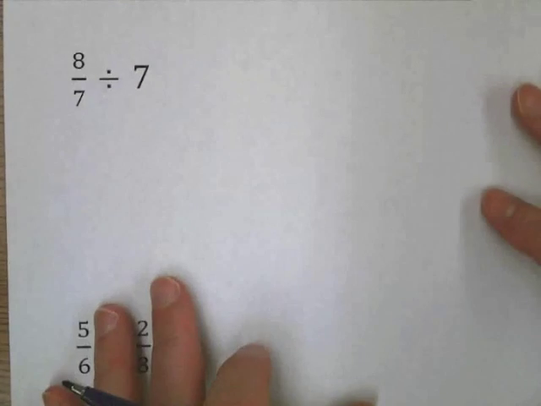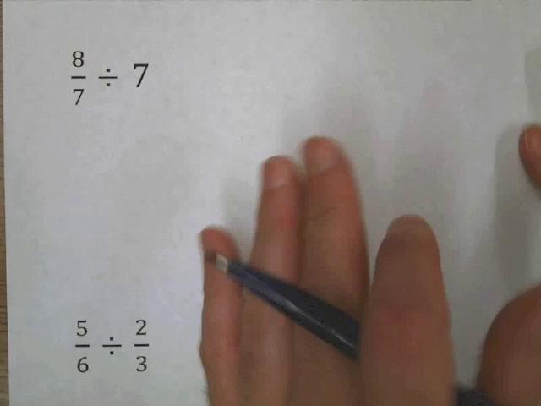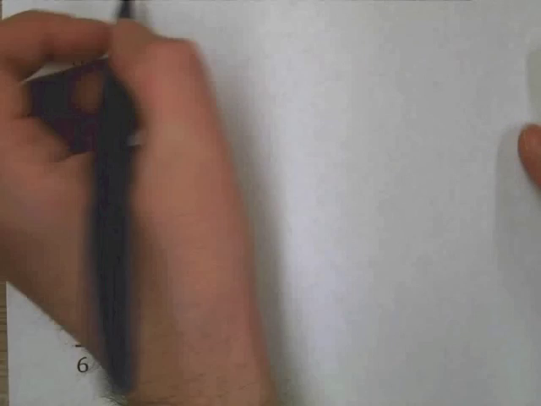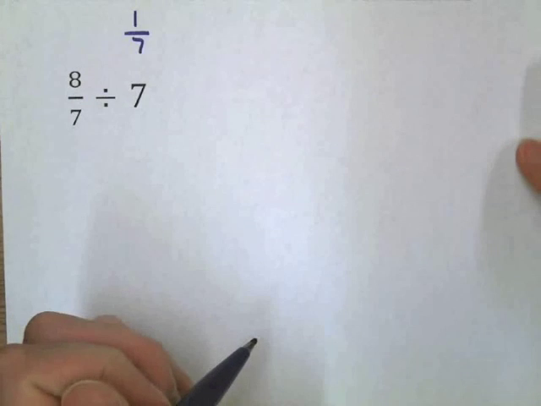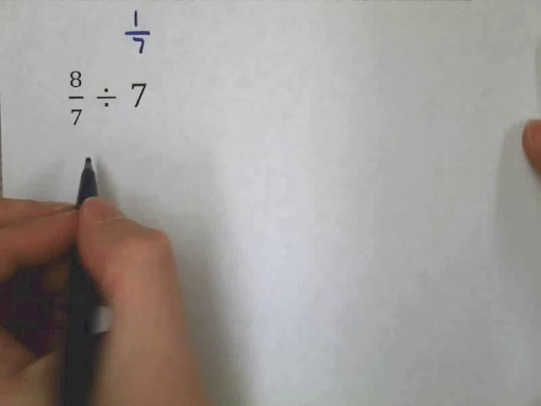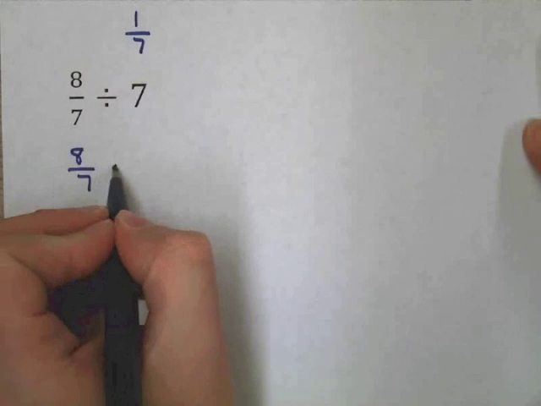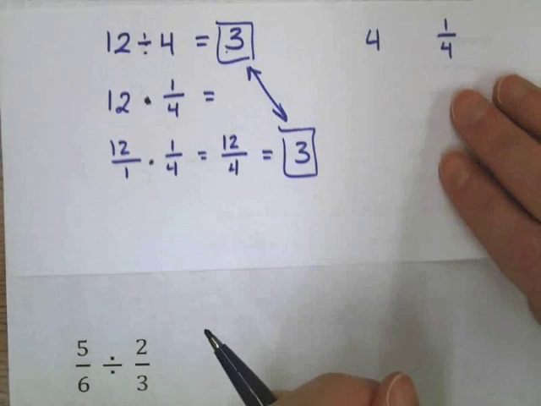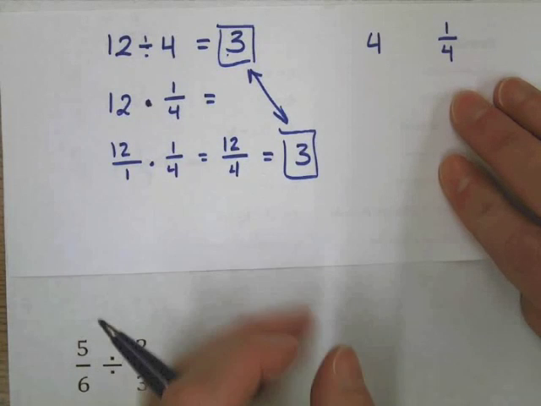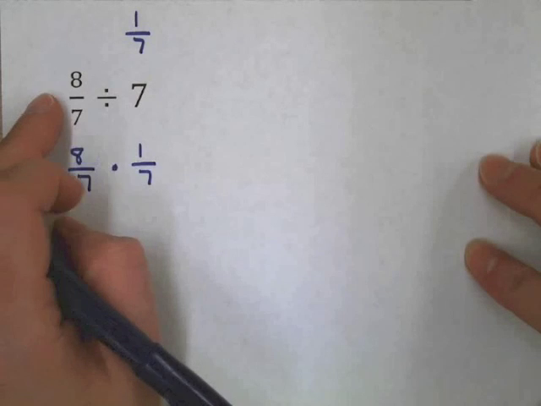Let's take a look here. Here I have a problem, 8/7 divided by 7. I can think of using my reciprocal, which is, in this case, the reciprocal of 7 is 1/7. And I can use that reciprocal to solve this problem. I can say that 8/7 divided by 7 is the same as 8/7 multiplied by 1/7. This is the same thing that I was doing here with this problem, except now I'm dividing a fraction by that.